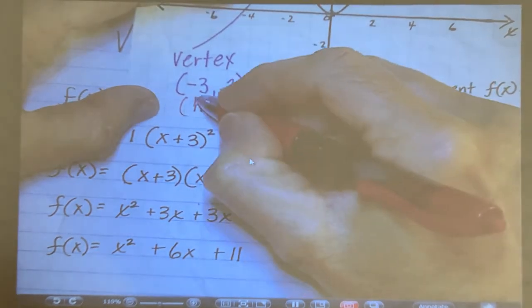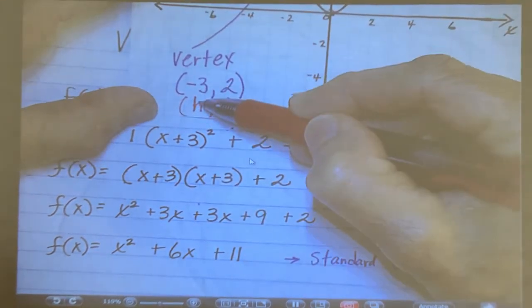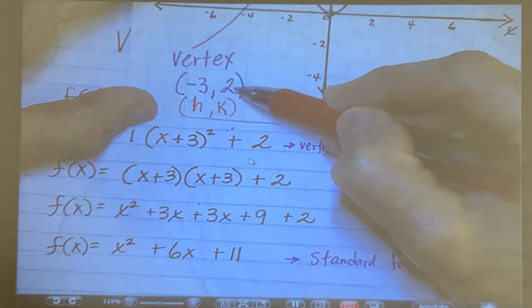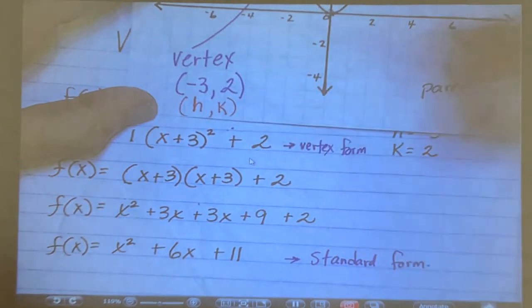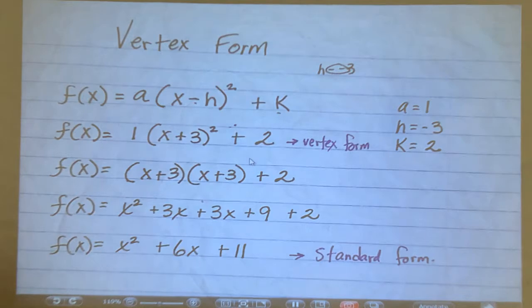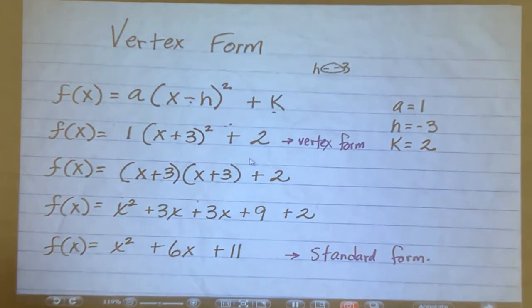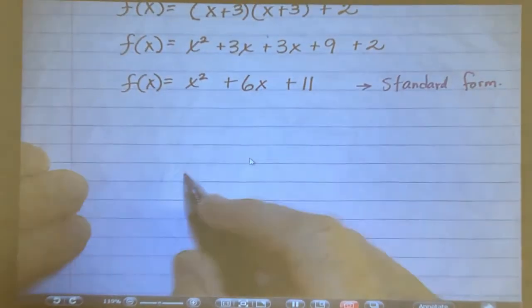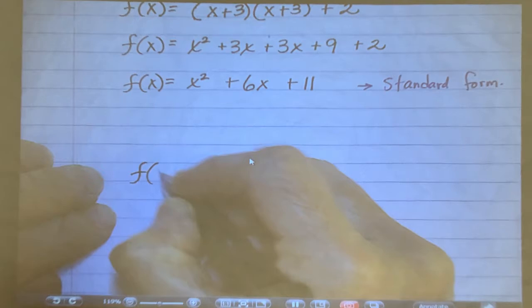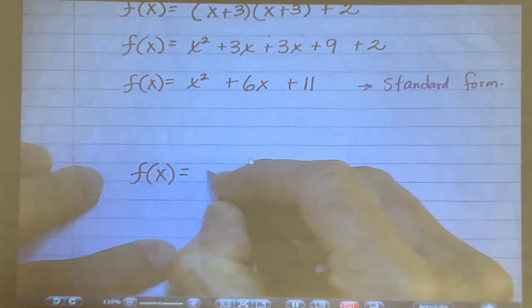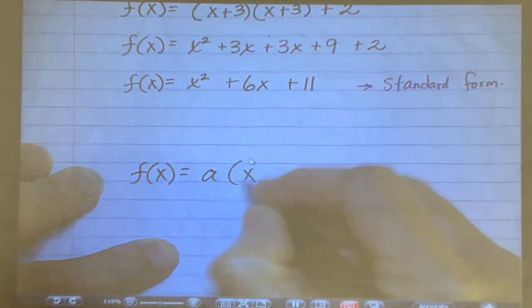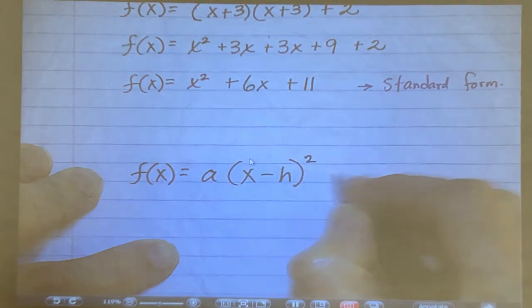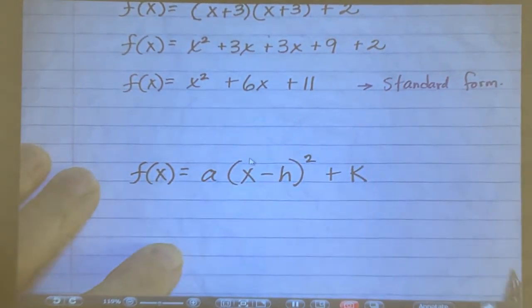If you are handed the vertex, then you are handed the h coordinate and the k coordinate. All right, so here's how we're going to move along with this. Let's write the vertex form one more time. Skip a few lines and let's write f of x equals a parentheses x minus h squared plus k. That's just the copy again of the blank one without any numbers dropped in.